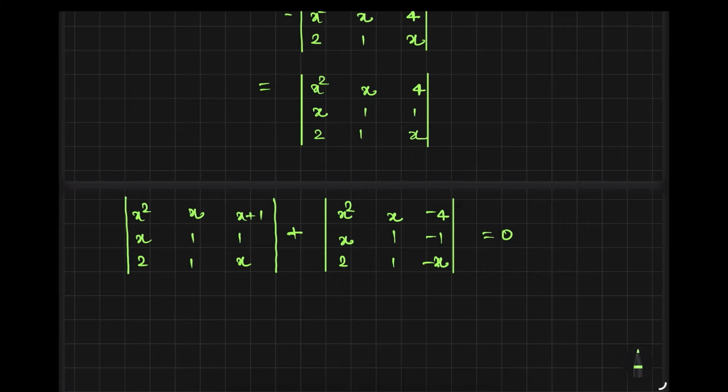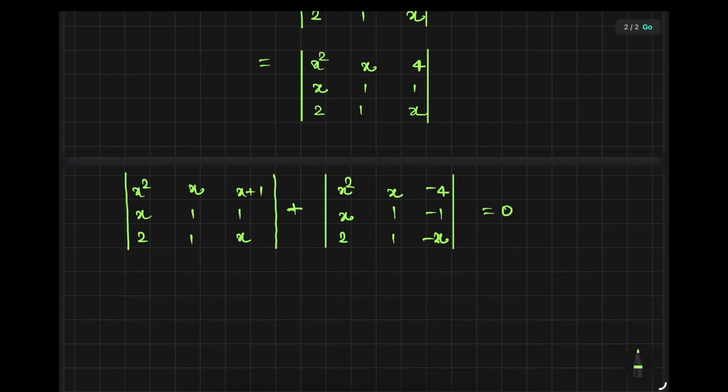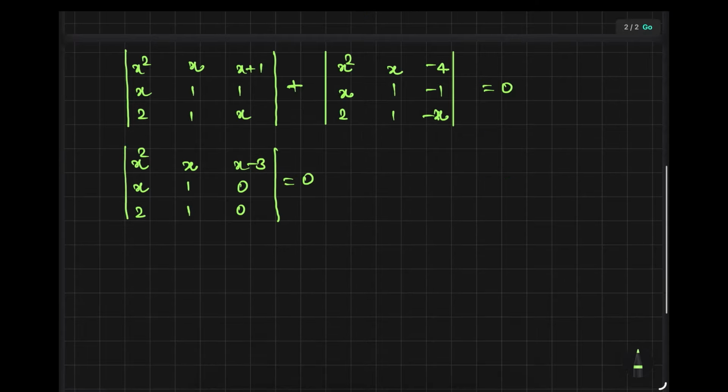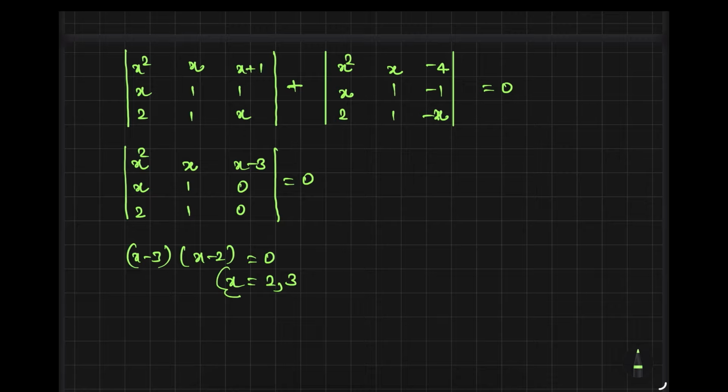Now you know that if we club, the remaining two columns will remain the same. x square, x, 2, x, 1, 1, this x plus 1 minus 4, so x minus 3, 1 minus 1, 0, x minus x, 0. So we got our things done. Okay, now the determinant of this thing is 0. So now we will open directly, along this column. So it is x minus 3 and x minus 2 equals 0. So the value of x becomes 2 and 3.